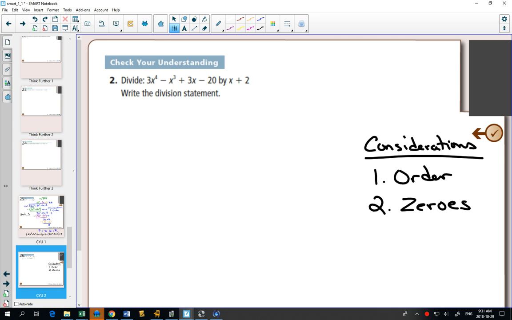The second consideration that didn't come up in the first example were zeros. Is there anything missing in the order? There's no x squared. I don't know if there's an e in zeros. You know what? I think you're right.